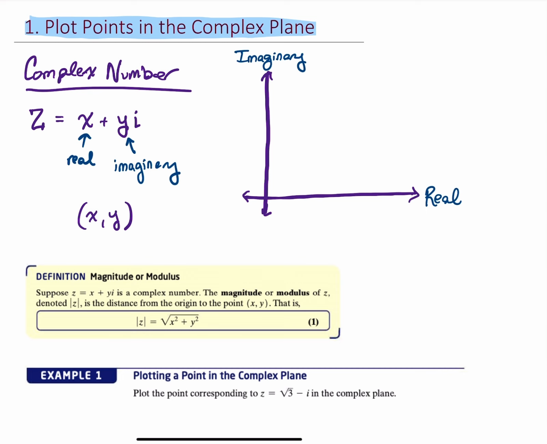So if we're plotting some point, say this is the point z, which we're describing as x plus yi, then we would just go out a distance of x on the real axis and then a distance of y on the imaginary axis. So it is just like plotting a regular point, but technically we're on a different plane here, going into the imaginary plane.